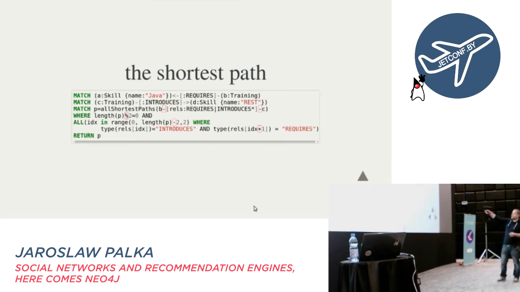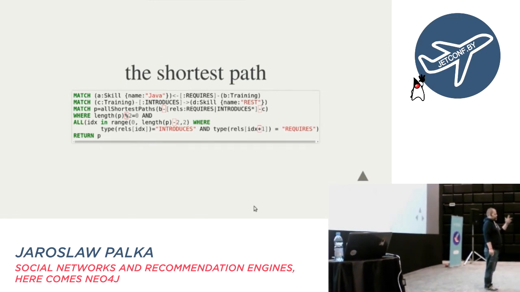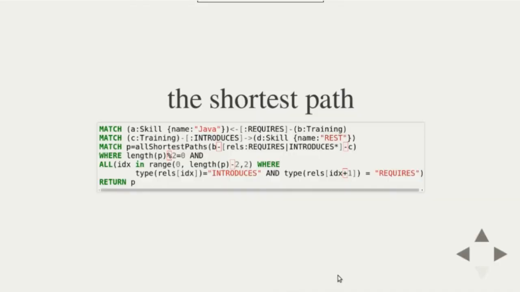So basically, this is my part, my contribution to the query, and this is the guys from Neo4j's contribution to the query. The first thing: there will always be an even number of relationships. It always will be requires, introduces. So I filter and I say, okay, take all the paths, but remove the paths which are not even. Simple.